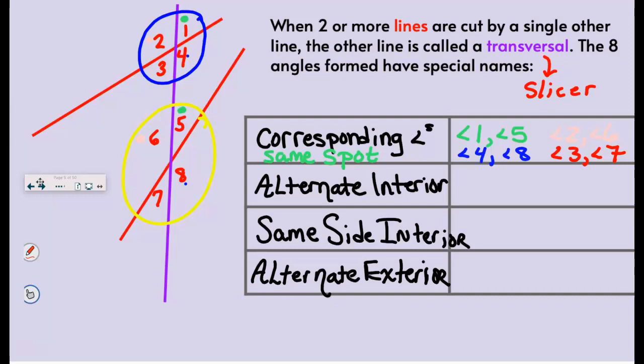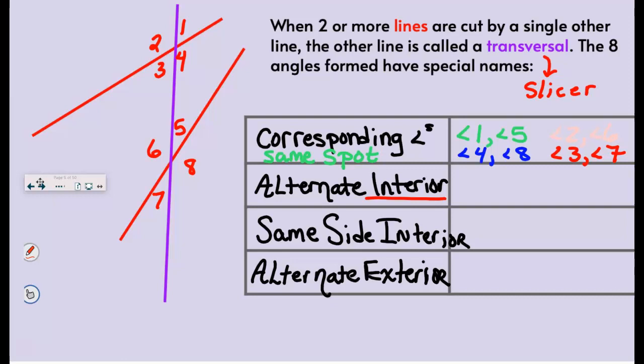All right, so for alternate interior, what I like to do is erase all this and relabel them 1, 2, 3, 4, 5, 6, 7, and then I had 8 over here. This word interior is going to be inside the 2 red lines. So I have 4 interior angles: angle 3, angle 4, angle 5, and angle 6.